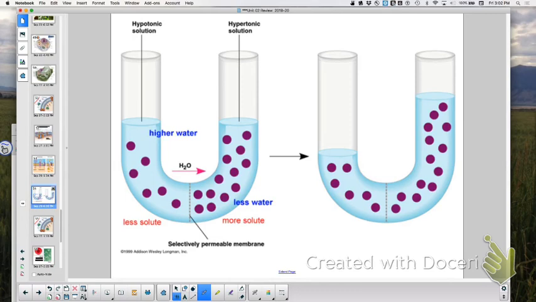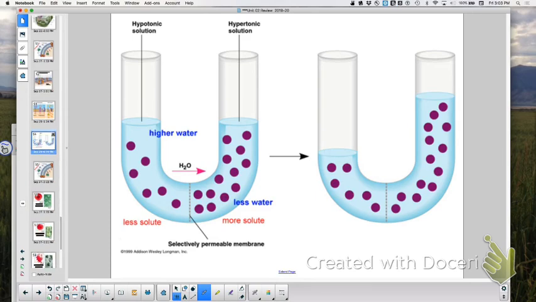What makes it hypertonic? It has more osmotically active substances. So water's just going from a higher concentration to a lower concentration, and that's what's happening here. And it's going to rise. What's going to stop it from going any higher? Gravity. So smart.